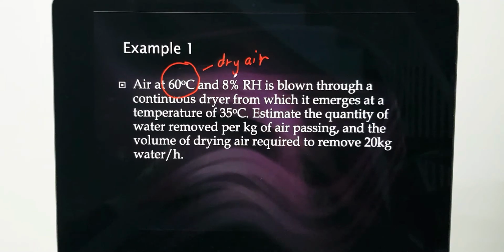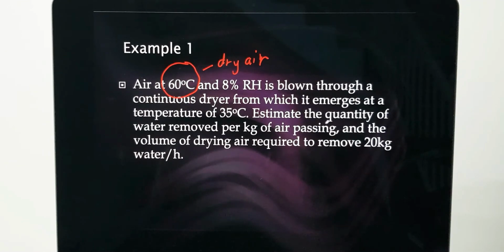Dry air, so its humidity is 8%. You need to look for the value of the weight of water inside this air. Okay? And then it emerges at the temperature of 35 degrees Celsius. Emerge meaning that this particular air will exit from the system at the temperature of 35 degrees Celsius.